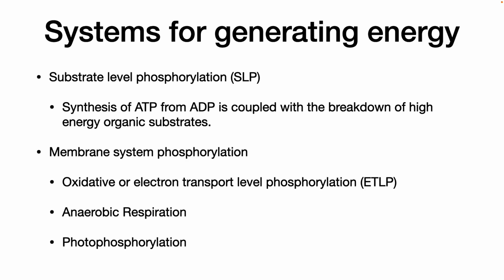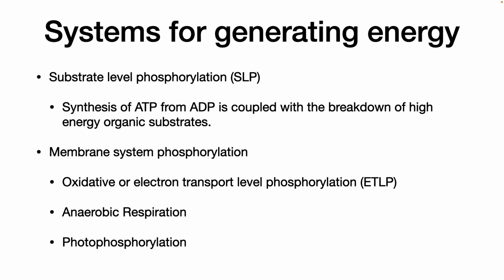The energy sources can be light or chemicals. From there, the cell uses just two systems to generate energy. So they capture that energy from light or chemicals, and then they generate common energy products using two systems. First is substrate level phosphorylation, SLP. It synthesizes ATP from ADP, and this is directly linked to the breakdown of high energy organic substrates.